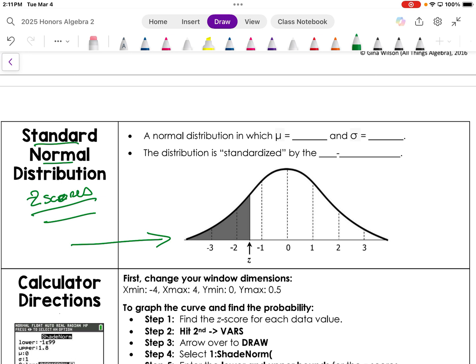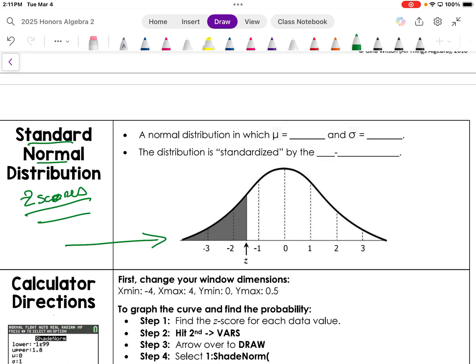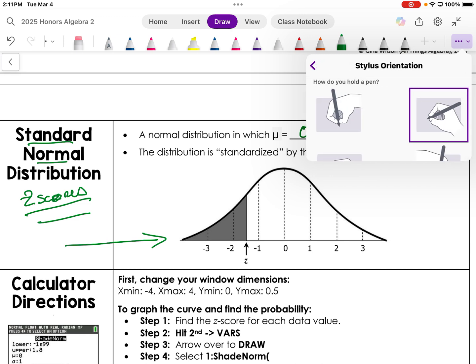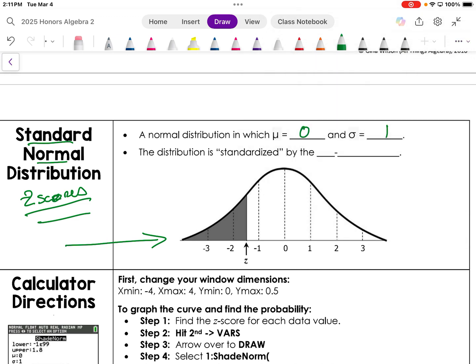So when you have a standard normal distribution, the mean is always 0. The mean is always, come on, pen. Make me buy another pen. 0. And the standard deviation is 1. I have to remind my stats class about that terminology all the time: when it's standard, that means its mean is 0 and standard deviation is 1. The distribution is standardized by the z-score.